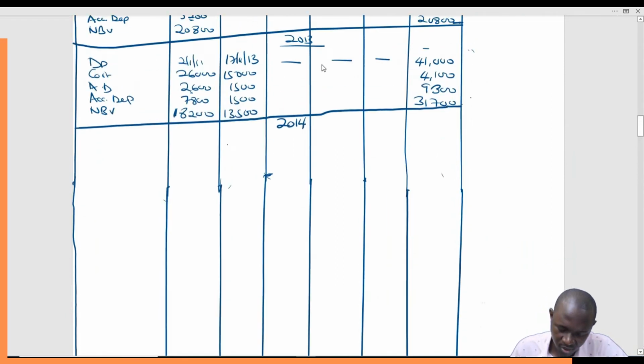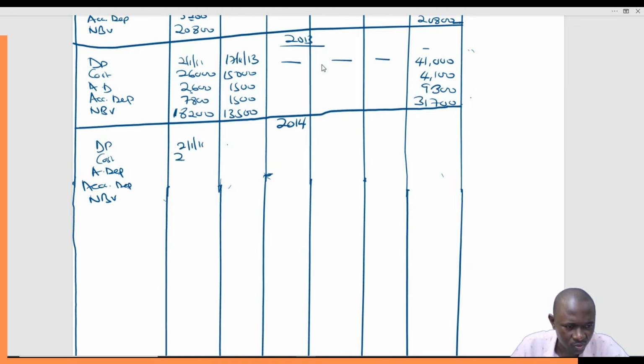So here we are: date of purchase, cost, annual depreciation, accumulated depreciation, and then the net book value. We retain the status quo, 26,000, 2,600. Now this will be 26 plus 7.8, that will make it 10.4. So accumulated depreciation is 10,400. And then the difference now will be 15,600. We are taking the cost minus accumulated depreciation.